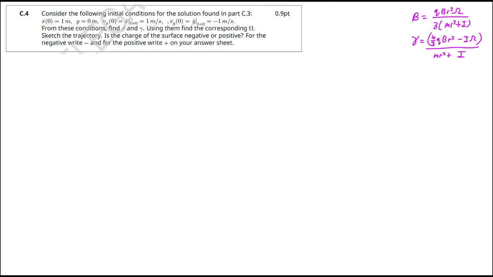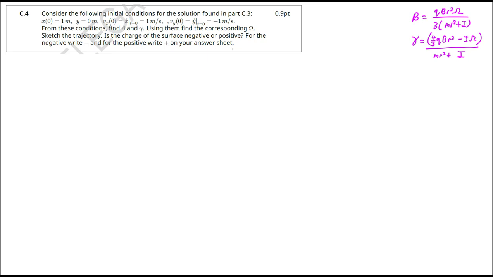Okay, so let's do C4. In C4, they give us a range of initial conditions, and then they want us to use our solution from C3 to find beta and gamma, and then we're going to find the corresponding value for capital omega, which can tell us how fast the table is rotating.